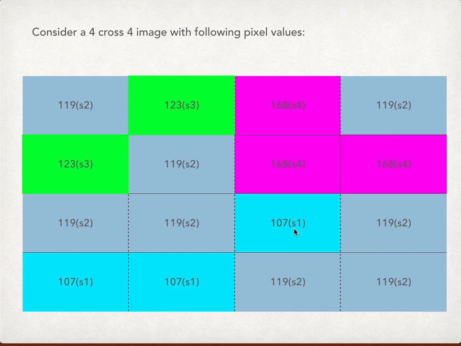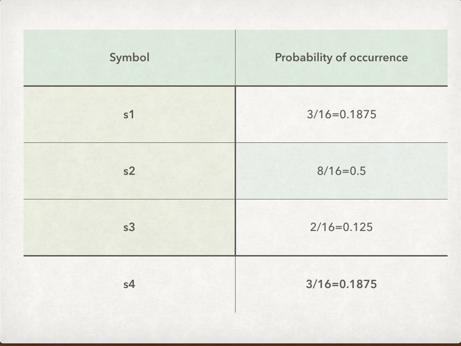You might know how to calculate the probability. S1 is your symbol 1, and its probability is 3 by 16. What's the probability of S2? It's 2, 4, 6, 8, so 8 by 16. The probability of S3 is 2 by 16. The probability of S4 is 3 by 16, right? The first step is to find the probabilities of those symbols. In this slide it's shown as S1, S2, S3, S4. These are your 4 symbols, and these are your probabilities.